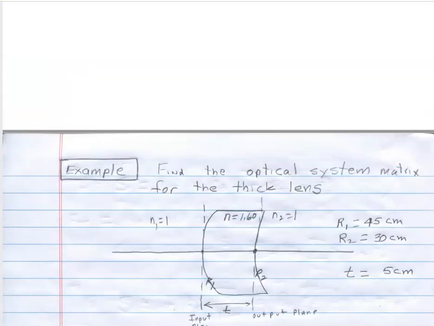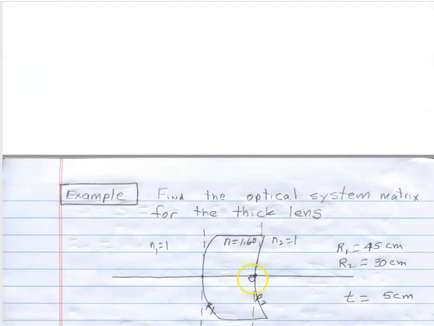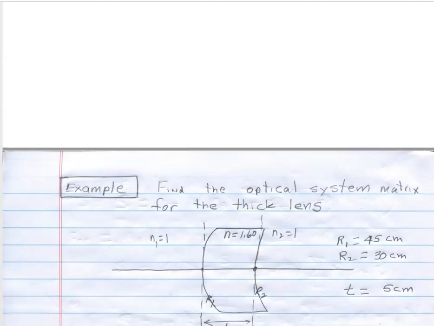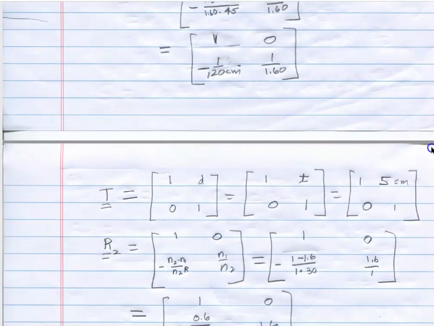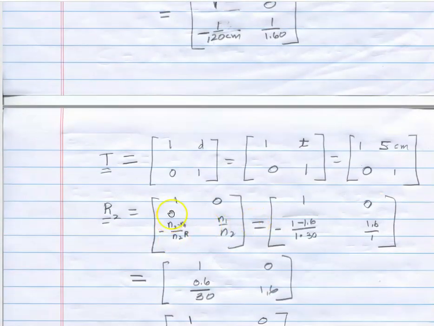And then finally I have to go through; I'm on the side where N1 is 1.6, and I go over to N2, which is 1, to get just outside. And that's my R2. Again, I generally write this in this form every time. This is final minus initial.